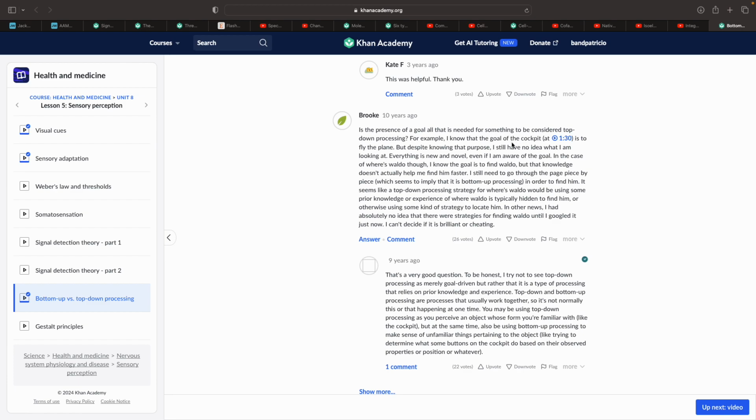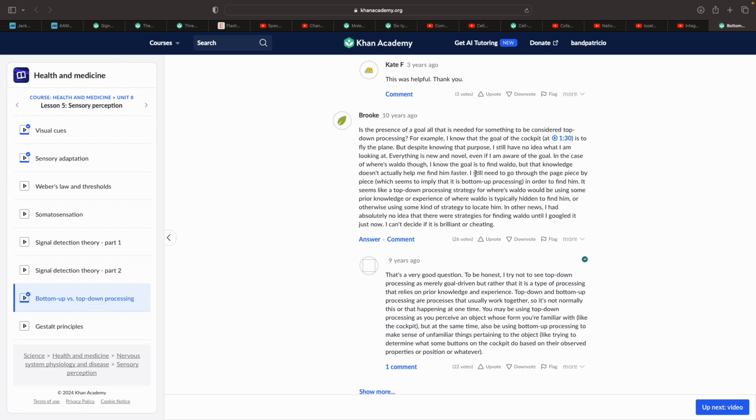Pop the goal of the cockpit is to fly the plane. But despite knowing that purpose, I still have no idea what am I looking at. Everything is new and novel, even if I am aware of the goal. In the case of Where's Waldo, though, I know the goal is to find Waldo, but that knowledge doesn't actually help me find him faster. I still need to go through the page piece by piece, which seems to imply that it is bottom-up processing in order to find him.